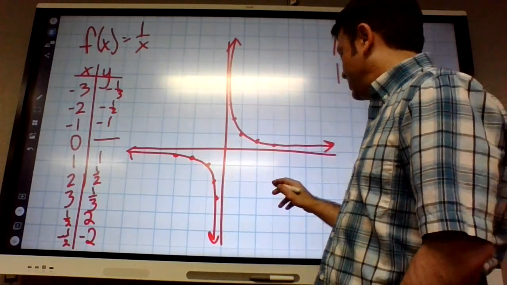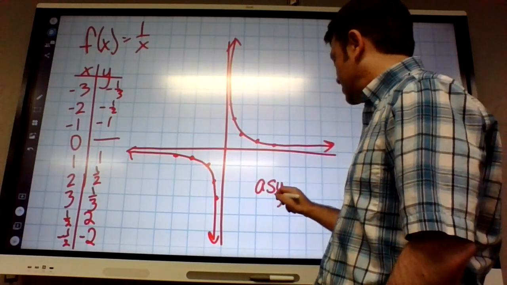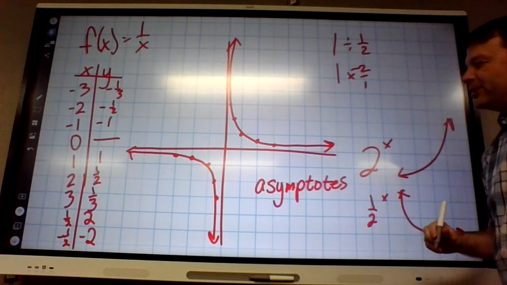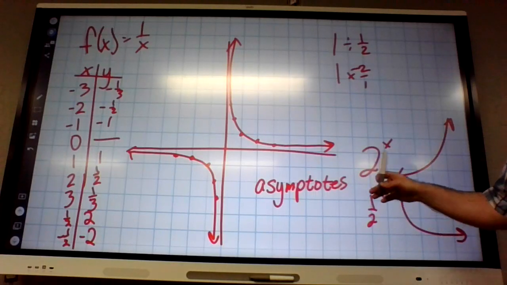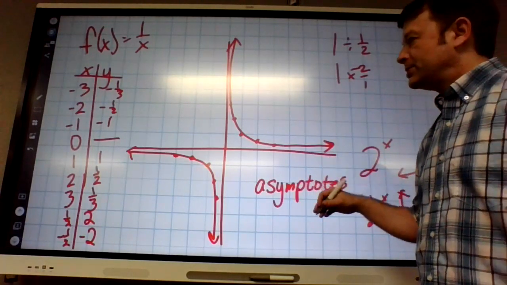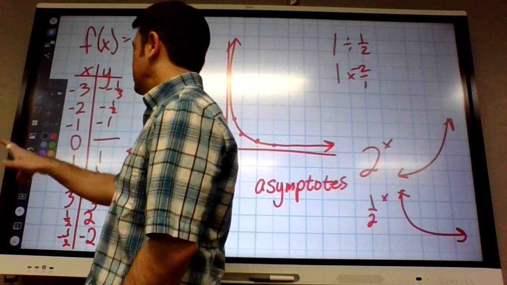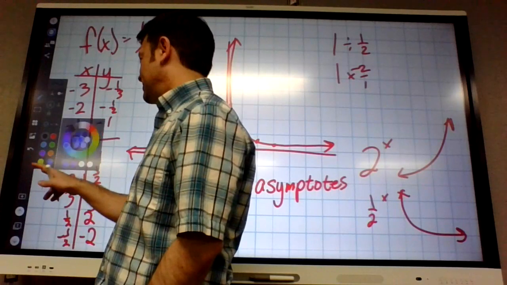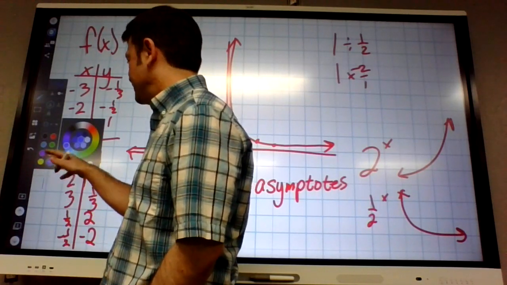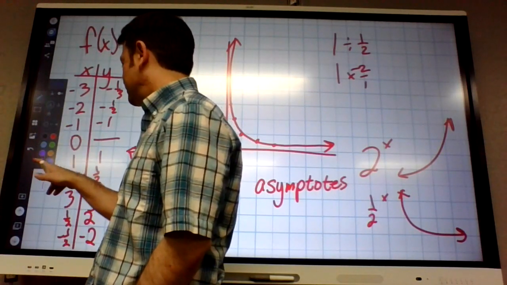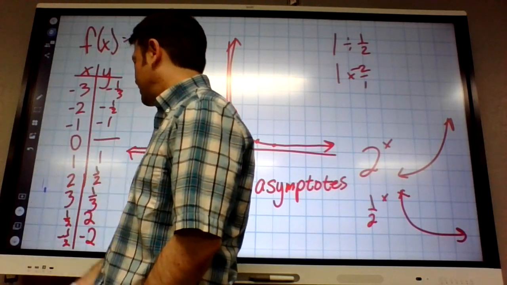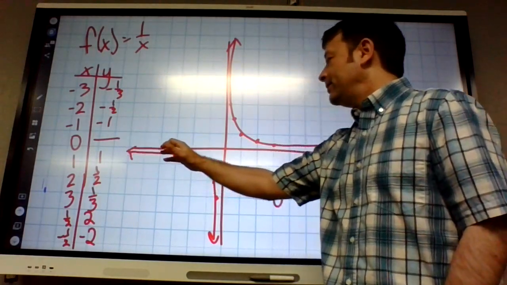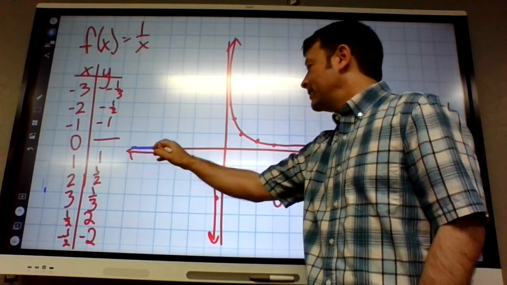Do you guys remember, I mentioned this once, the word asymptotes? You're right. There are some invisible lines that these curves approach, but they never touch. You guys see where they would be? Let me draw a line on the board. Now, you guys see where they are? One of them's right here.